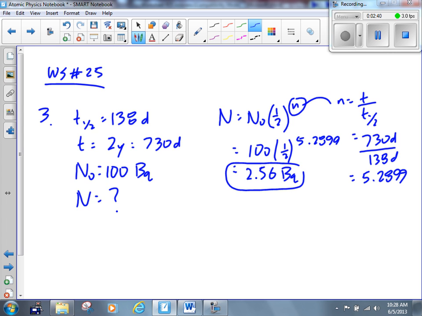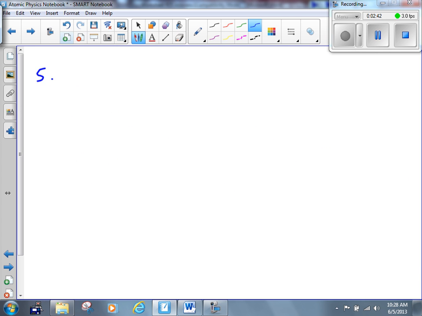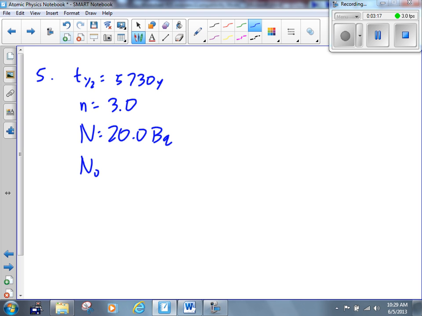Next question was number 5. On worksheet number 25, we need the half-life of carbon-14. That's probably the issue again with this one. The half-life of carbon-14, from a couple of questions that we've already done, is 5,730 years. We know that n, the number of half-lives that have elapsed, is 3. We know the activity at a certain point is 20.0 becquerel, 20 decays per second. We want to find out what the original activity was.